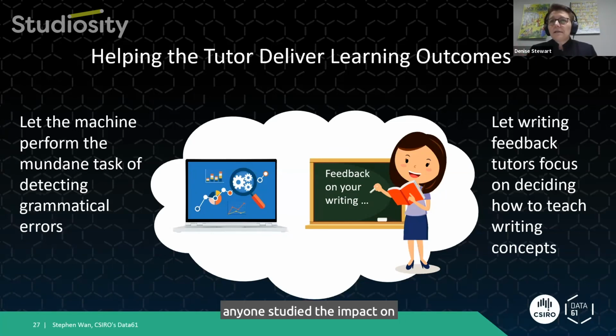Related to the last questions, has anyone studied the impact on learning of cognitive dissonance that might occur when a student uses an automated tool like Grammarly and gets a response from the machine that it's incorrect or doesn't make sense? How much does this impede the student's trust and therefore their learning?